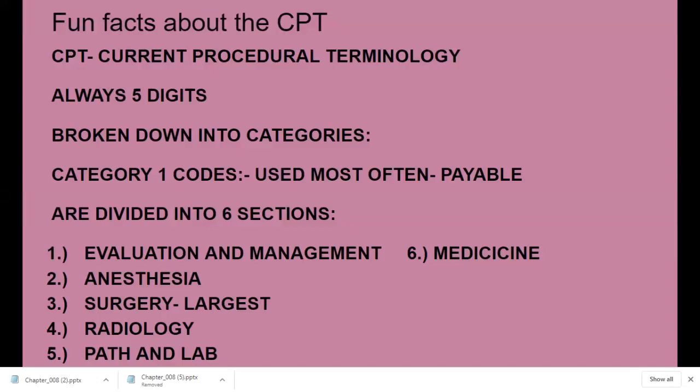Category 1 codes are used most often, and they are payable. They're what the doctor sends in to get paid. Category 1 codes are divided into 6 sections: evaluation and management, anesthesia, surgery, which is the largest, radiology, pathology and lab, and number 6 is medicine. Guys, that is spelled wrong, so please forgive me. I will update that spelling.